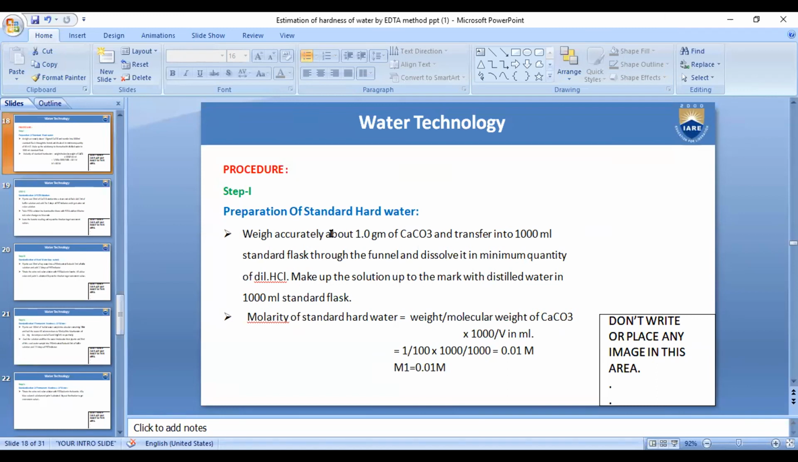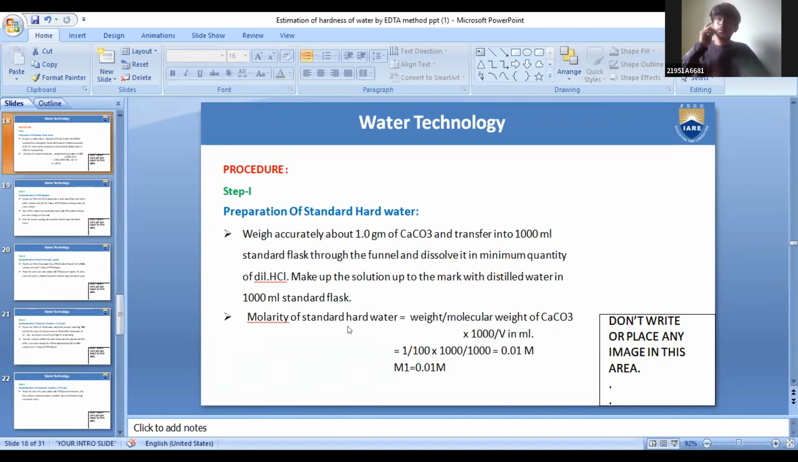Step 1, what are we preparing, tell me. Preparation of standard hard water. What are you taking? 1 gram of calcium carbonate and dilute HCl. Where are you taking it? In a conical flask. What are you finding in the first step? Molarity of standard hard water.